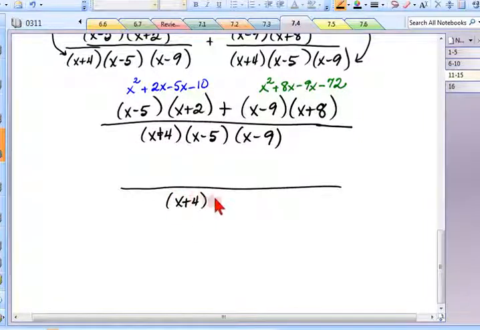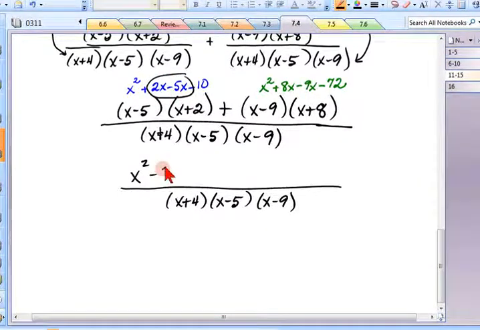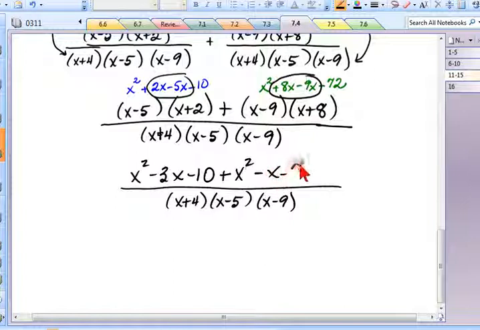Denominator of x plus 4 times x minus 5 times x minus 9. The numerator is x squared. Is it okay with y'all if I go ahead and combine those? Because normally I would. Minus 3x minus 10 plus x squared minus x minus 72. I combined the 2x and the minus 5x to give me the minus 3, outers plus inners, and then I did the positive 9 and the positive 8 and the negative 9 for negative 1. All right.